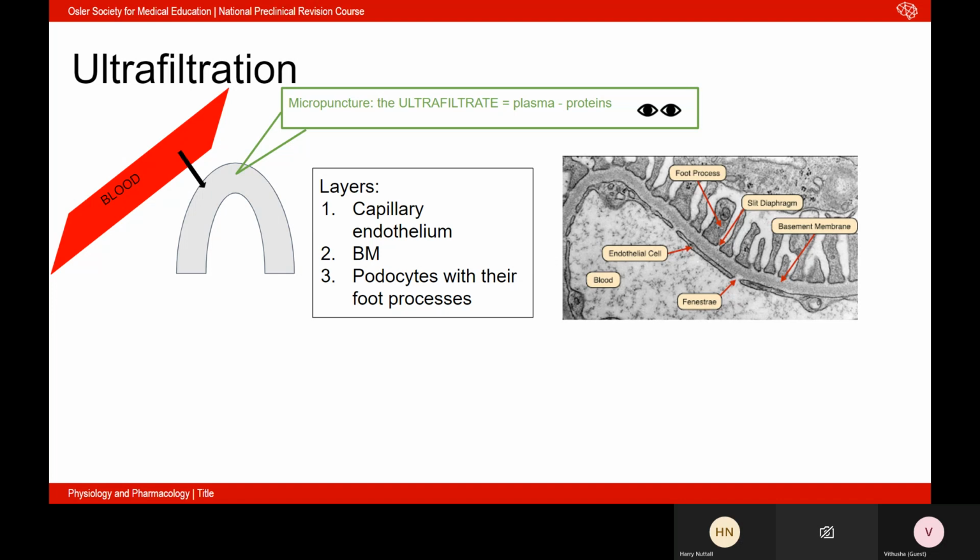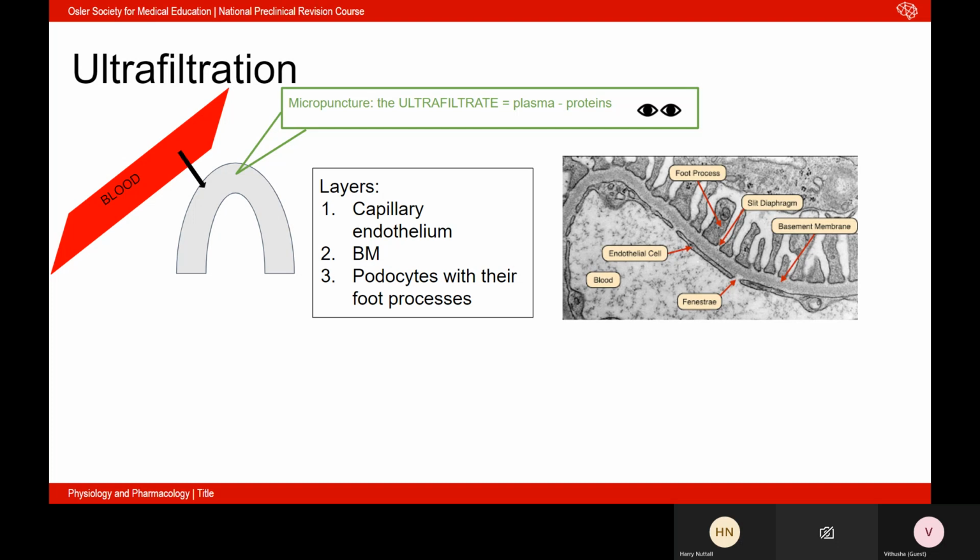So we're going to move on to the next Socrative question. Which is the most restrictive layer of filtration at the Bowman's capsule? Okay, so we don't have any answers yet. Oh, there we go. Okay, so that's correct.